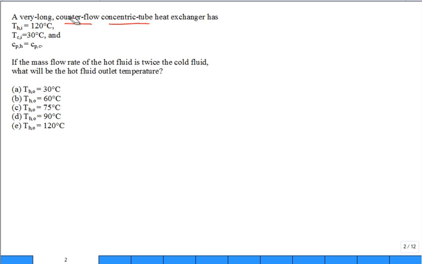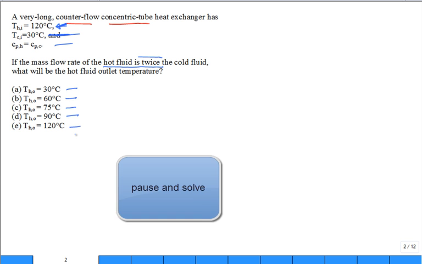And then they tell you that we have a hot fluid coming in at 120 degrees C, cold fluid coming in at 30 degrees C, and the specific heats of the fluids are the same. So it's probably water, just hot water and cold water. Okay, so the specific heats are the same. If the mass flow rate of the hot fluid is twice the cold fluid mass flow rate, what will the hot fluid outlet temperature be? Will it be 30, 60, 75, 90, 120?